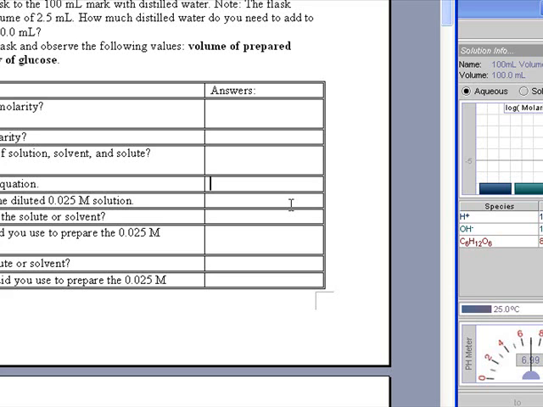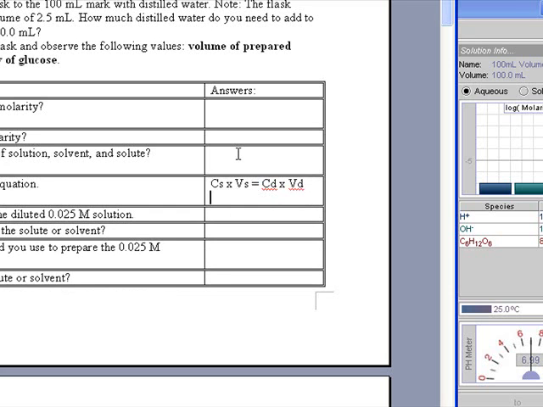It says that the concentration of the stock solution times the volume of the stock solution equals the concentration of the diluted solution times the volume of the diluted solution. Now, when I calculate this one here, I say, okay, my original concentration was 1 m. My original volume that I used was 8 milliliters. Remember, these are my numbers, not yours. My example.